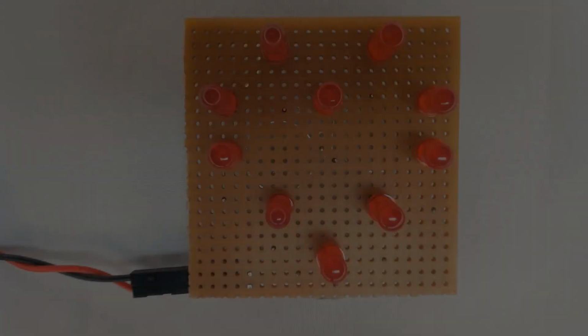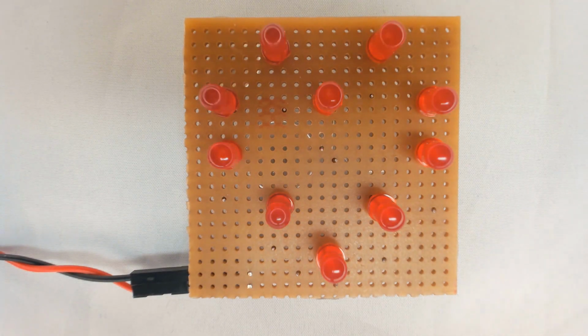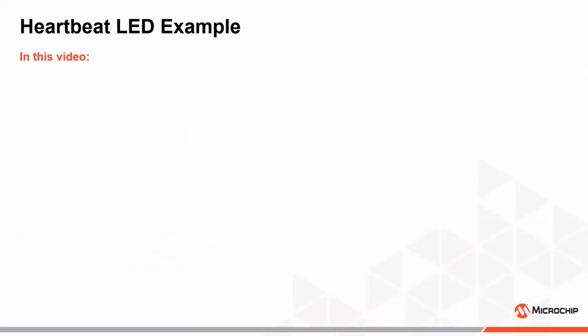Hi, today I want to show you how to use some of the Core Independent Peripherals on the AVR Tiny1 series to create an extremely power efficient solution for controlling an LED such that it mimics a heartbeat pulse.